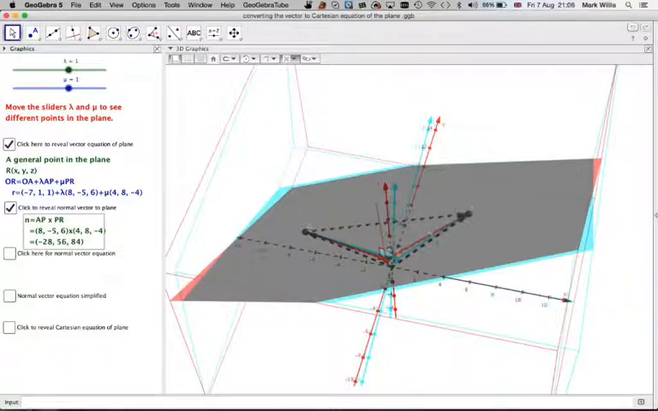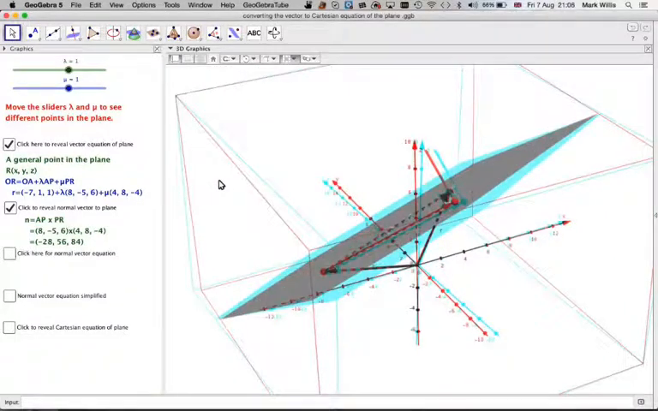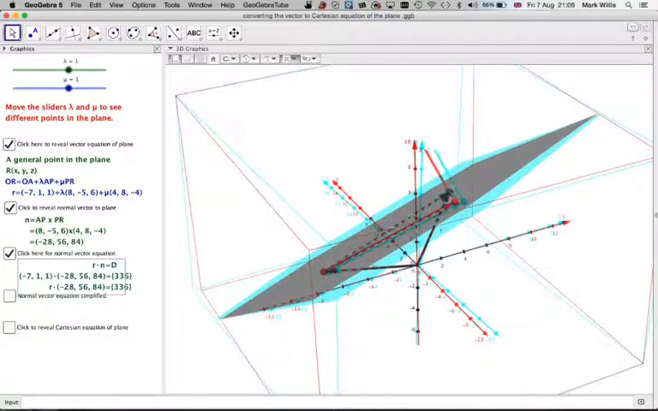So in this case it's minus 28, 56, 84, and this is why it doesn't have an arrow on the end of it. It's gone right off the end of the scale of the problem. Okay, so you can see this normal vector here. Alright, and if I click, you'll get the normal vector equation. You need a particular point in the plane.